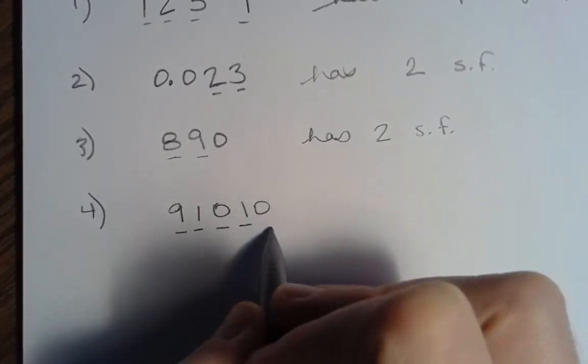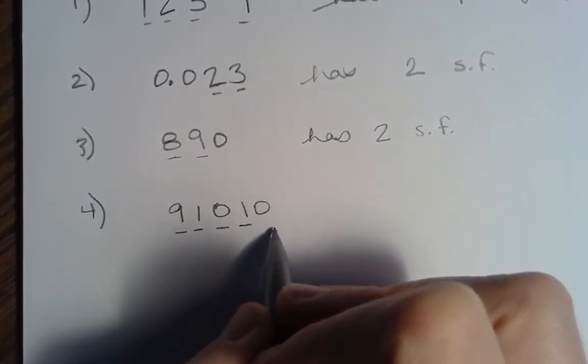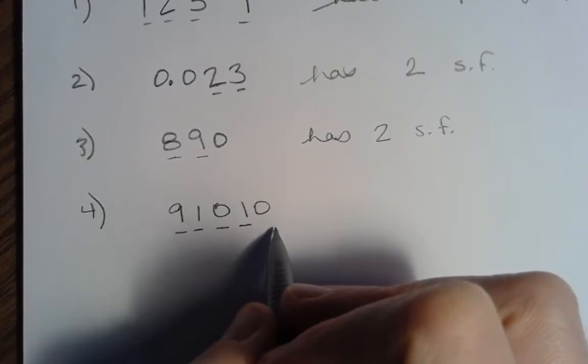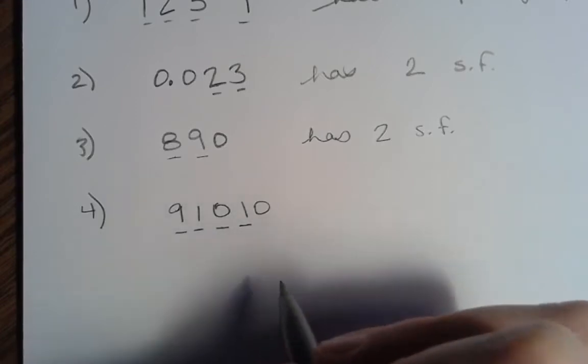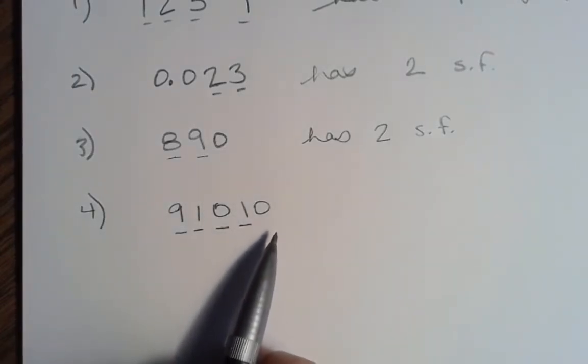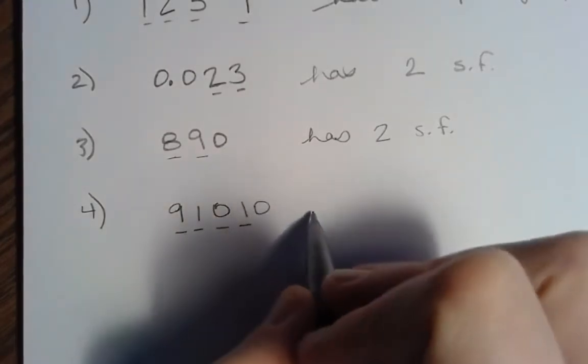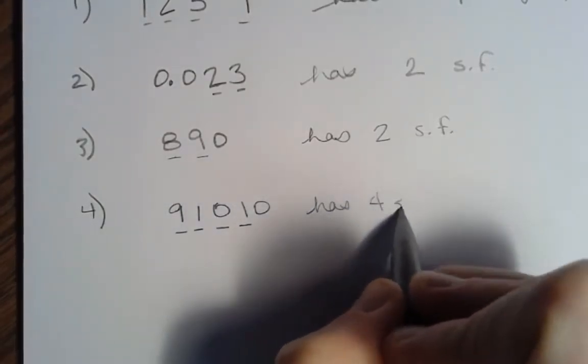This is an end 0 over here. End zeros are sometimes significant based on the decimal. There is no decimal, so therefore this 0 is not significant. And this number has 4 sig figs.